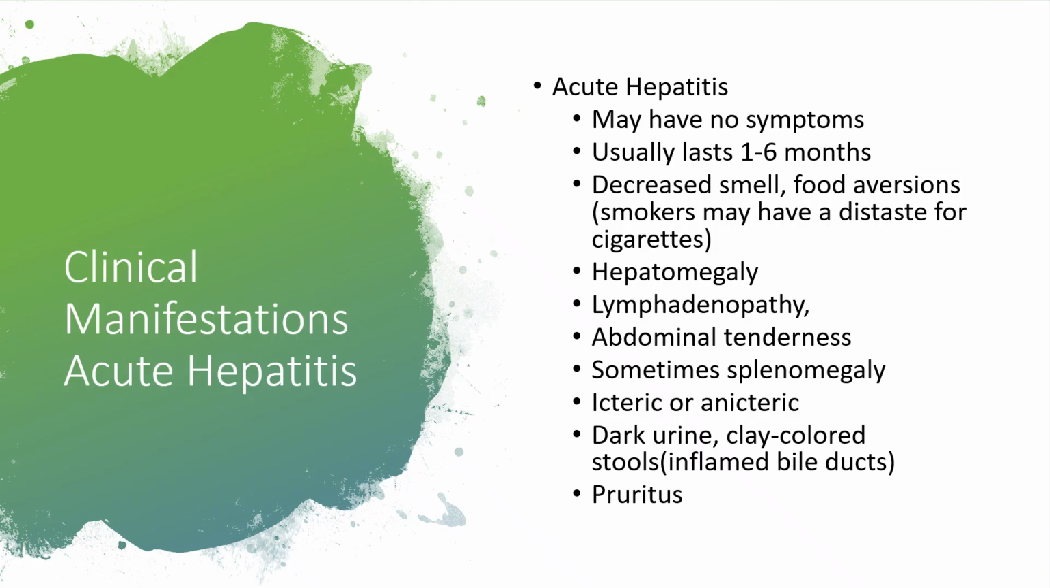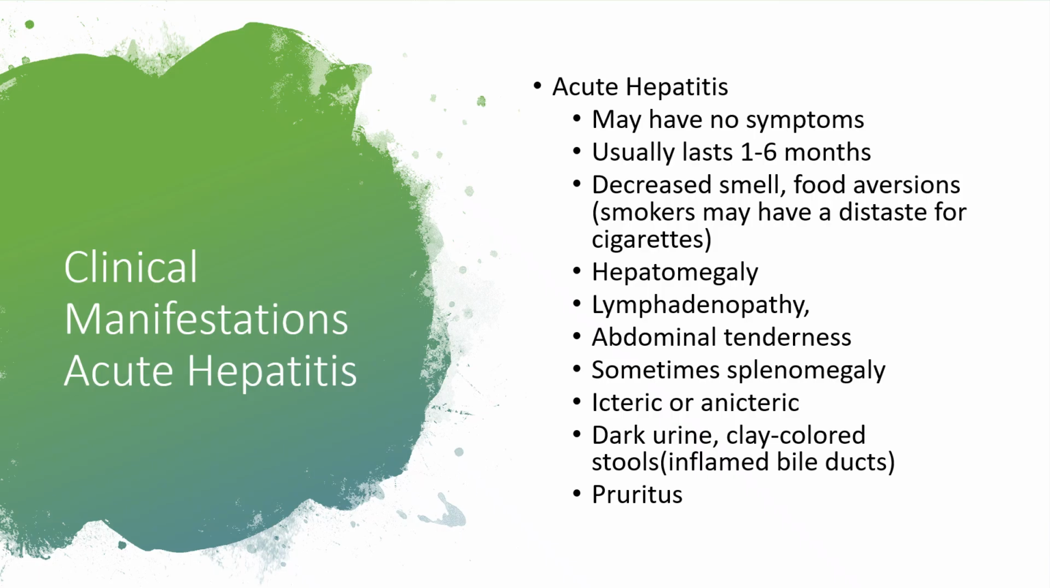Common complaints include anorexia, nausea, vomiting, and lethargy. Patients may experience diarrhea or constipation, malaise, fatigue, muscle or joint pain, and sometimes a skin rash. Discomfort in the upper right quadrant is also frequent because of liver inflammation. The acute phase of viral hepatitis typically lasts 1 to 6 months, depending on the specific viral type. During this time, patients may report a decreased sense of smell and that food tastes unpleasant. Smokers might suddenly find cigarettes distasteful.